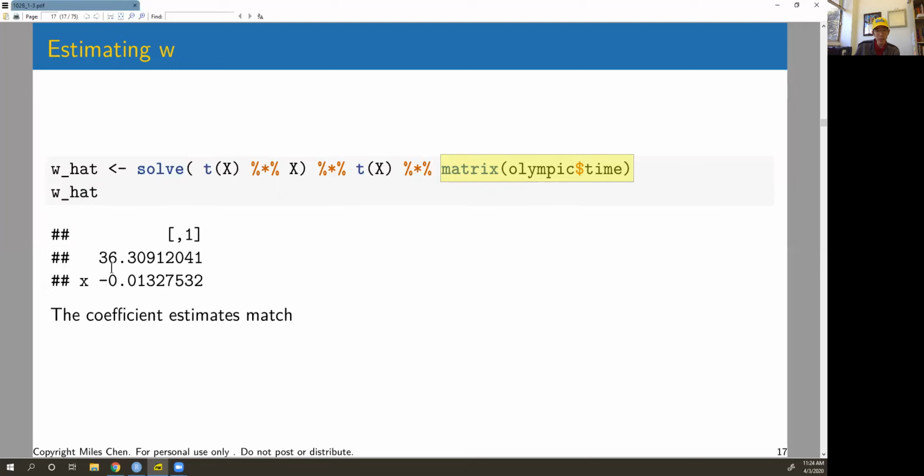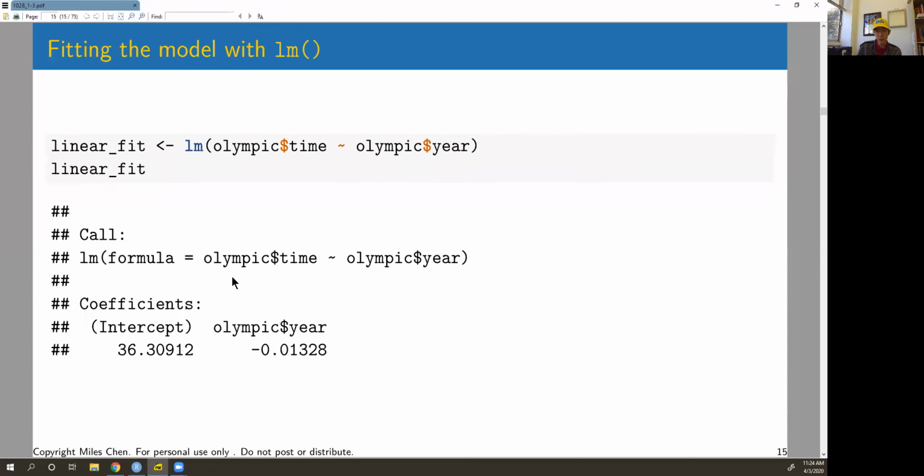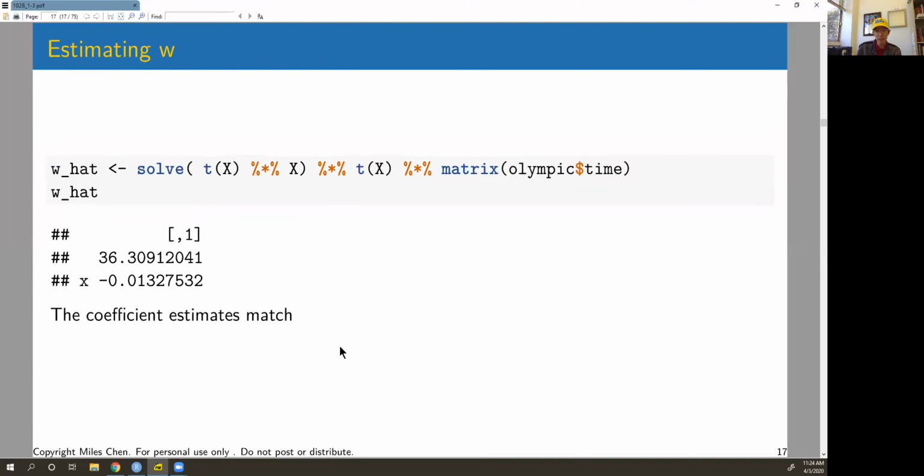And we get W hat to have an intercept of 36.309 and the slope for X to be negative 0.013275. If I go back to my linear model estimates, indeed, we get 36.309 and a slope of negative 0.01328, and that's just because R has rounded it off to fit the printout there. So we get the same exact values using lm or our matrix operations.